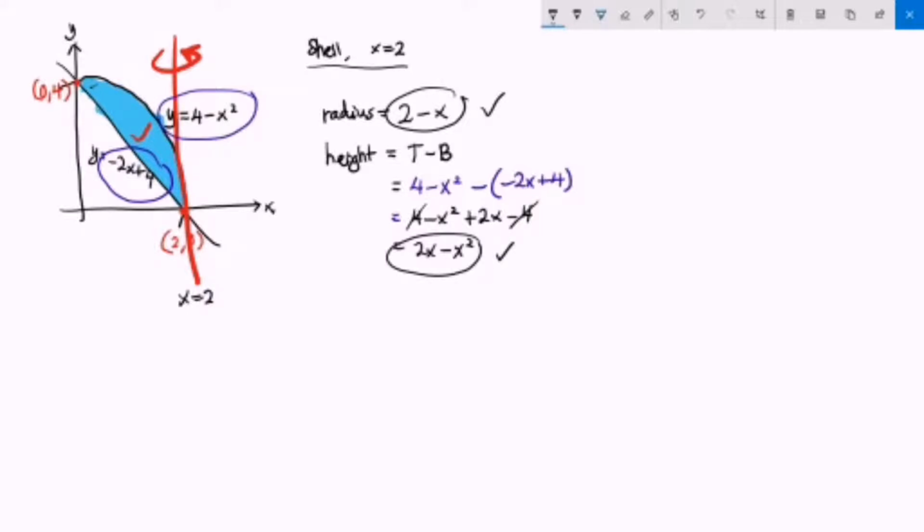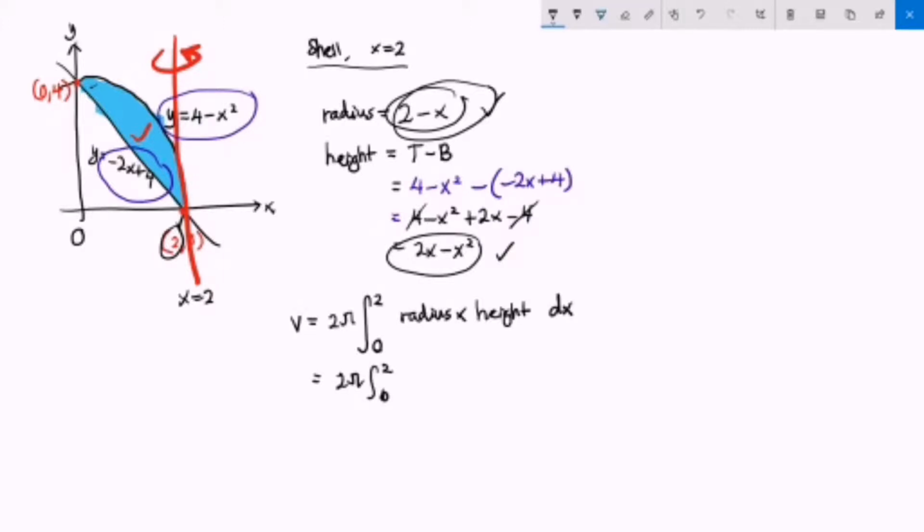So we can insert into the formula for volume, which is 2 pi integrate radius multiplied by the height. In this case it is in terms of x, so dx. So the limits should be on x, from 0 until 2. So we fill in the functions: the radius is 2 minus x, multiplied with the height, 2x minus x squared, dx.